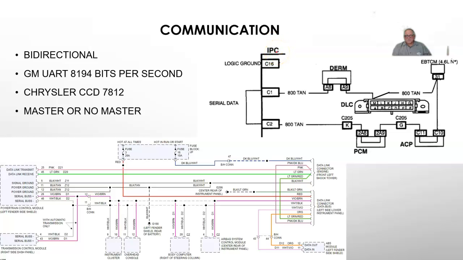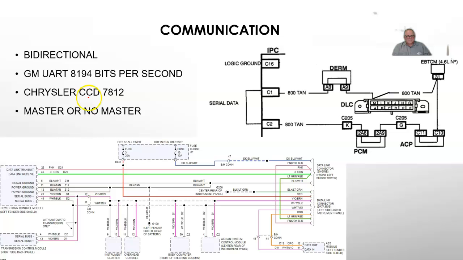The IPC was master. None of these computers could speak unless the master gave it permission to. So you start the car up, the IPC asks: have anything to say? No. EPTCM, anything to say? ACP, PCM, yeah, I've got a DTC set, turn on the service engine soon light. And the IPC would turn the light on. Master, slave, controller communication. The data rate is now 8192 or 8,000 bits per second, which is way faster than it was before, but compared to home technology, nowhere close, but we didn't need it that way.